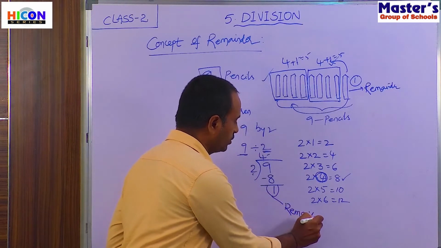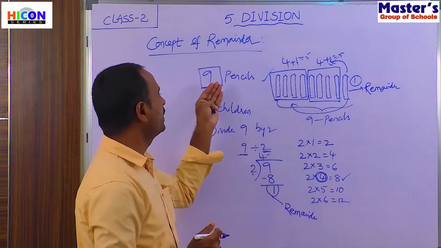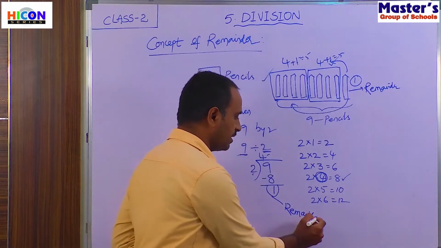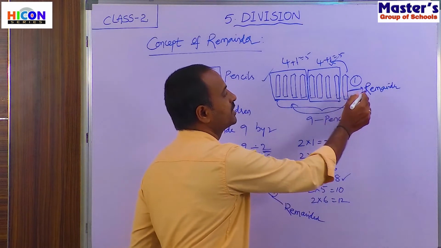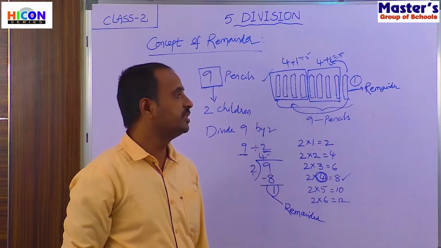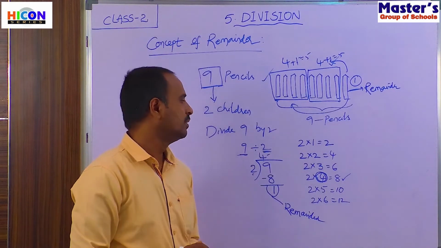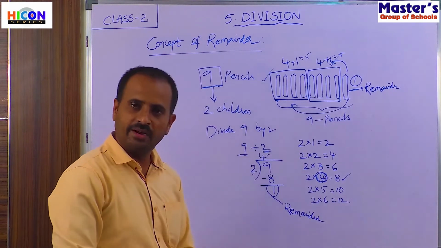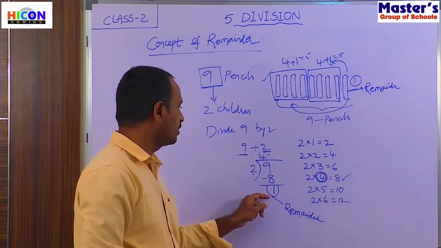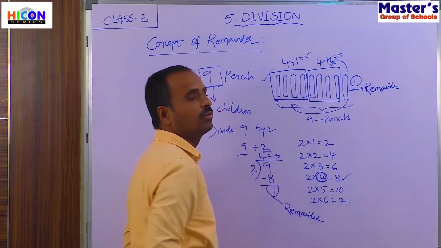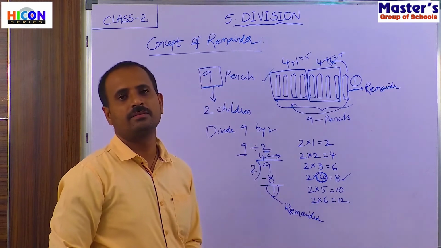So children, we understood if you share 9 pencils among 2 children, we will get 1 as the remainder. That means 1 pencil will be left which cannot be shared equally between 2 children. So this is the concept of remainder. So this 1 is called remainder. And what is the quotient here? So here the 4 is called quotient, and that is the answer.